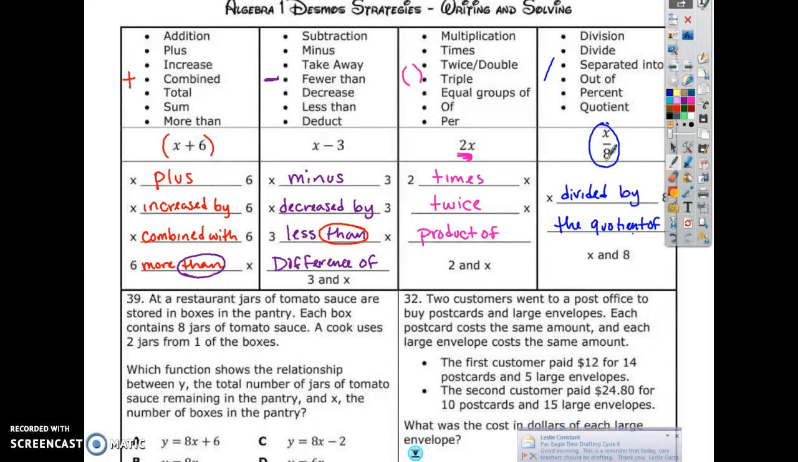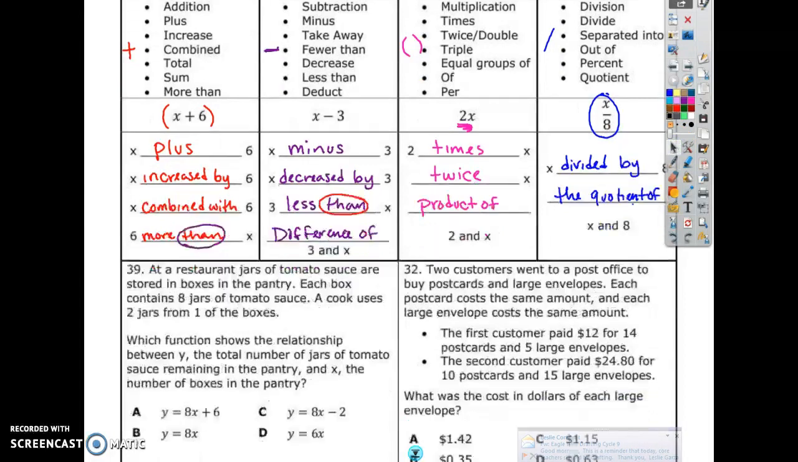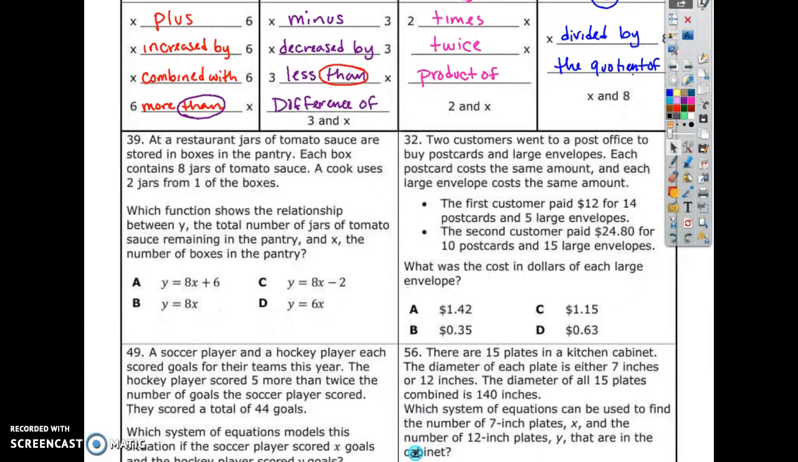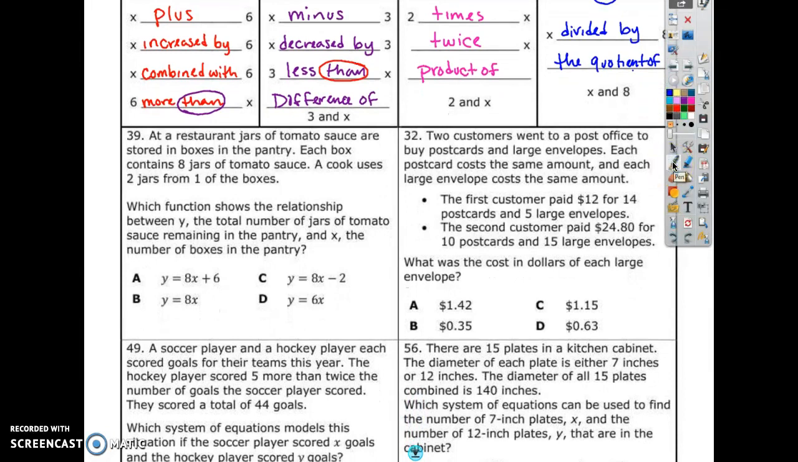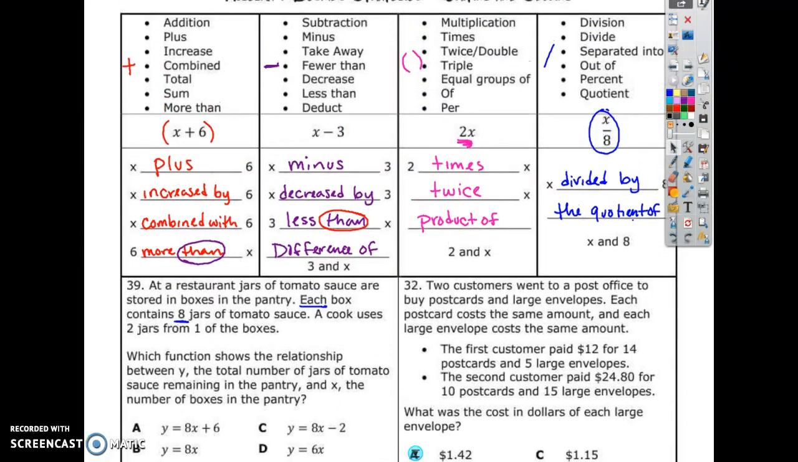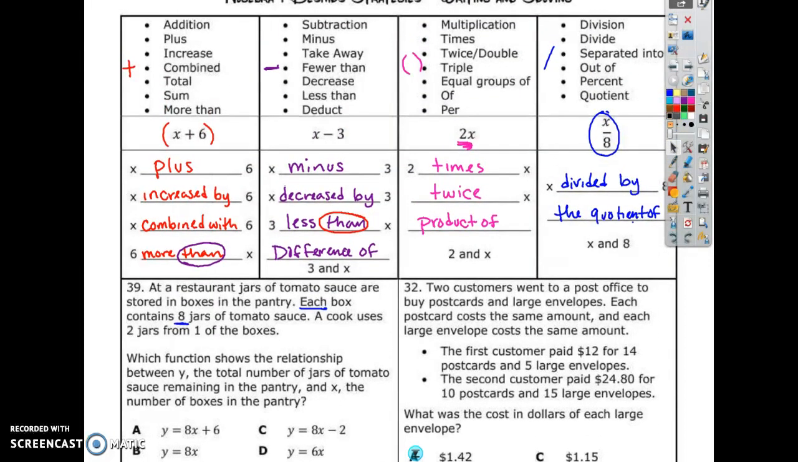Why is all of that important? Because once we get to the big word problems down here at the bottom, they're using all of those key words. Like for instance, problem 39. They said each box contains 8. Well, the word each means to do what? Multiply. And it's not on here, so let's add it. Each, every, per. All of those words mean to multiply.